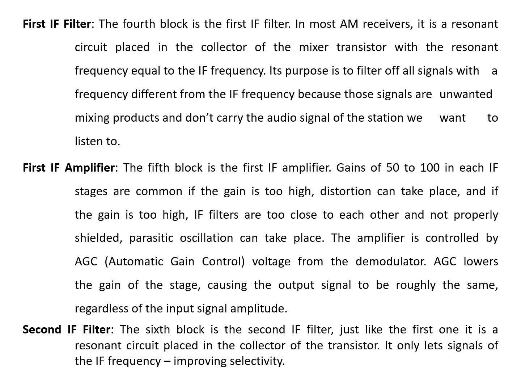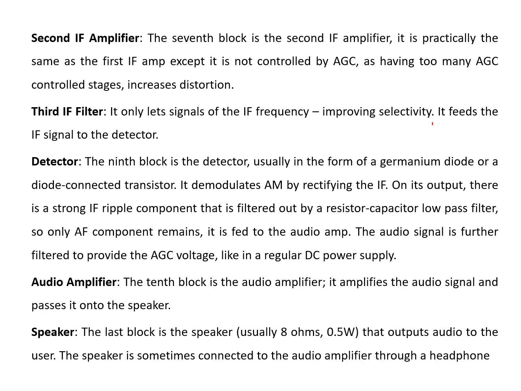Then the second IF filter, this is the sixth block of the circuit, which does just what the first IF filter does, so that we can improve the selectivity of the receiver by using a second IF filter. Then the second IF amplifier, this is the seventh block. It does the same thing as the first IF amplifier in the circuit. Here we can get much more AGC control, and we are going to get some increase in distortion.